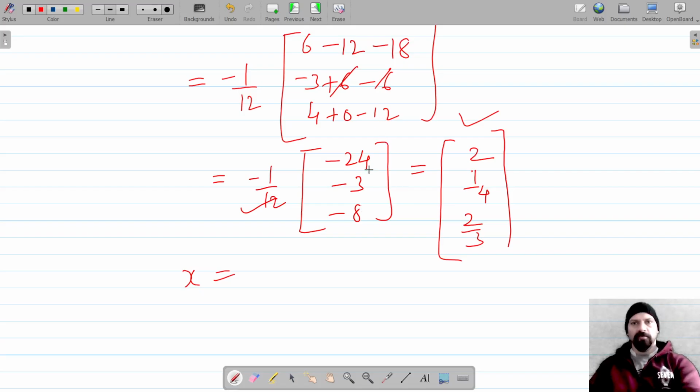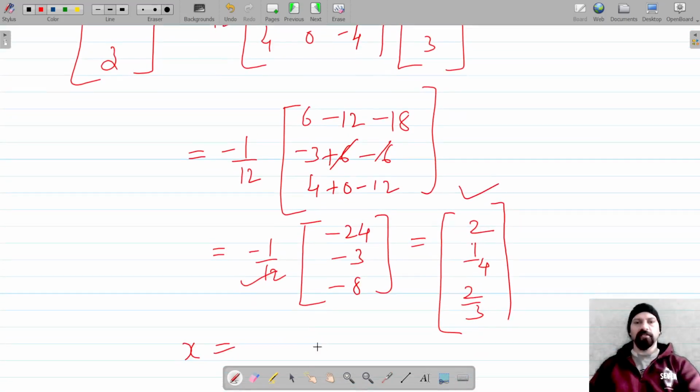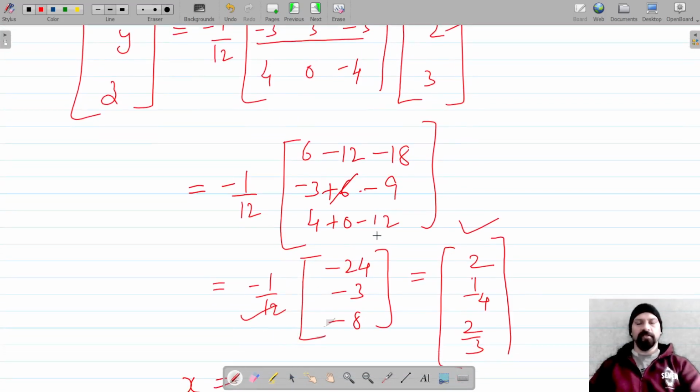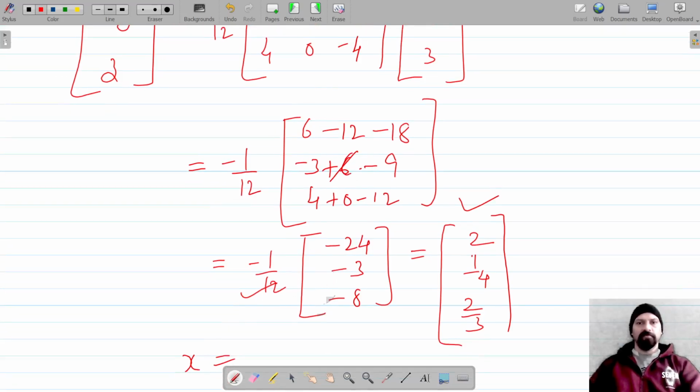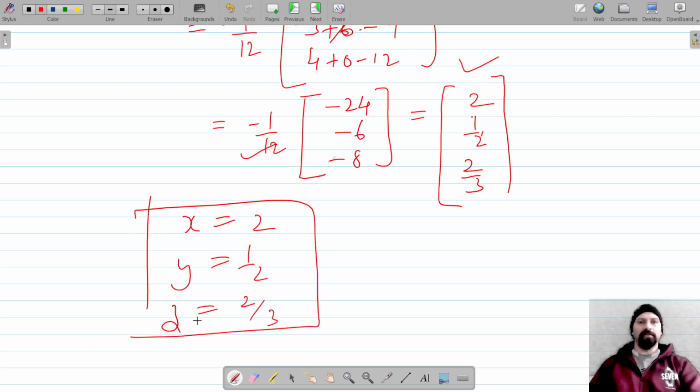Let me check it. This is minus 3 into 3, which is 9. This should actually be minus 9. So now the 6 remains here, and we get minus 3 plus 6 is 3, minus 9 is negative 6, which gives me 1 by 2. So x is 2, y is 1 by 2, and z is equal to 2 by 3. These are the values of x, y, and z.